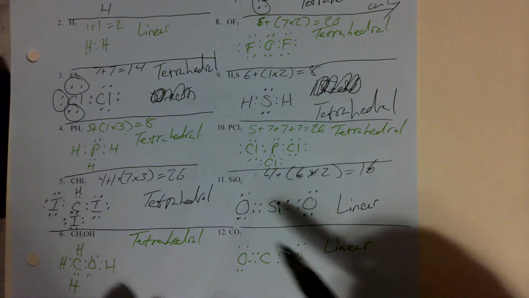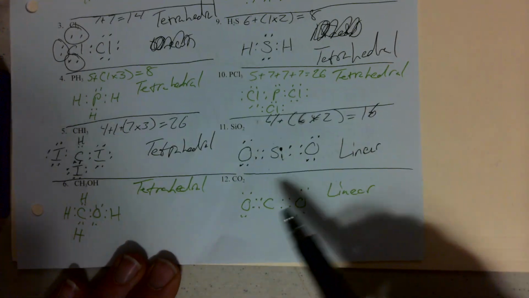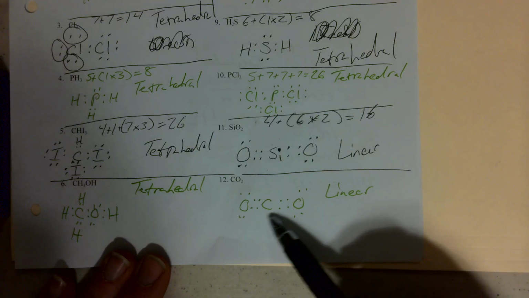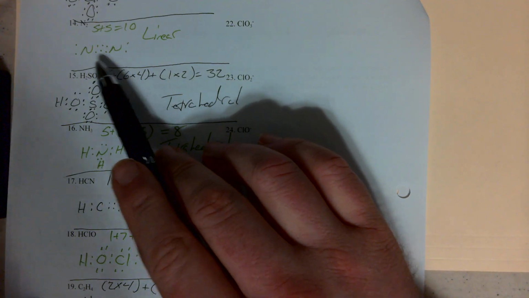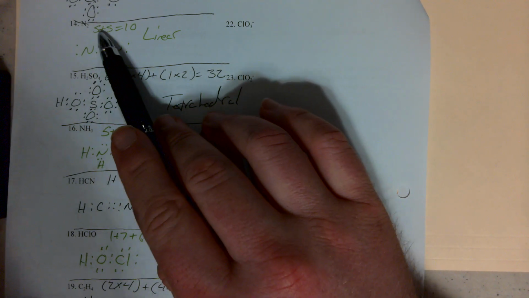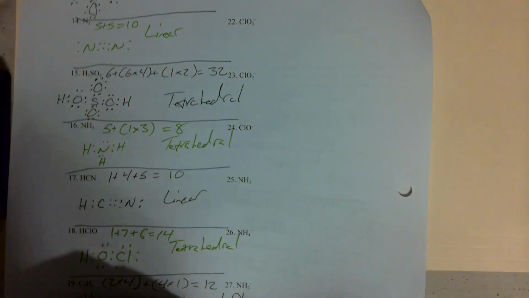That gives me tetrahedral. We're going to look at carbon dioxide. We have a straight line, therefore we have a linear shape. If we go on to number 14, I'm sliding down a little bit. Number 14, we pick one of the nitrogens as our guest, one as the host. 5 plus 5 is 10. Count up our dots. Forms a linear shape.